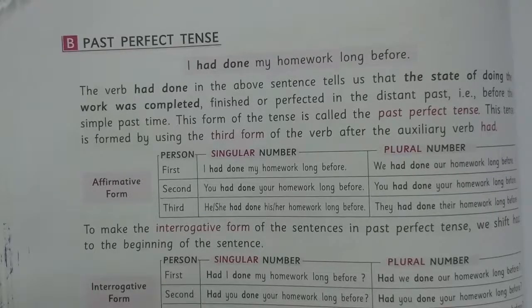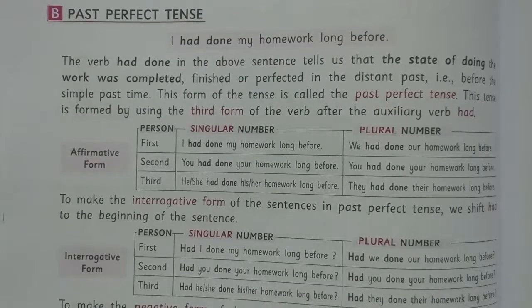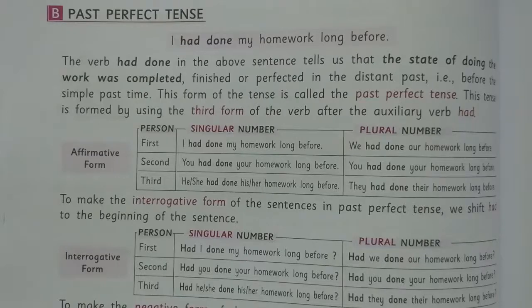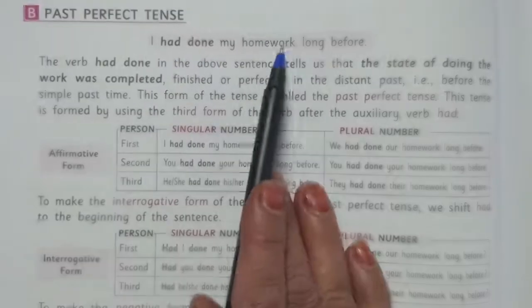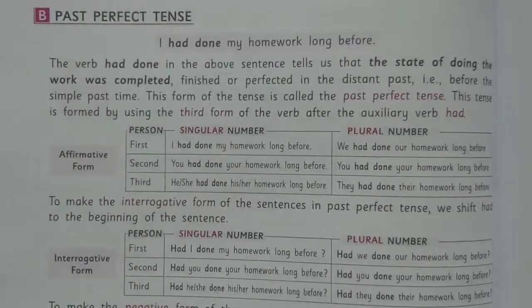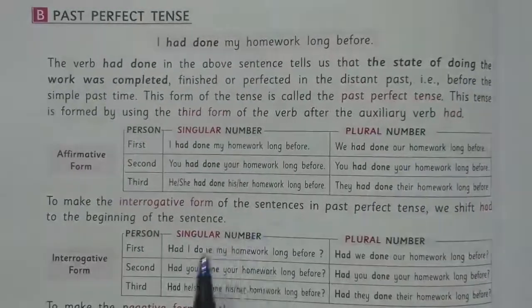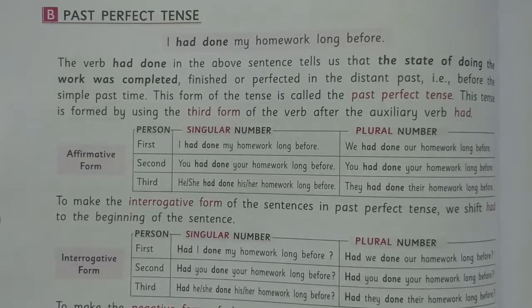Next is past perfect tense. Past perfect tense is used to talk about actions that were completed before some point in the past. Or you can say this tense talks about the past in the past. Here you can see this example. I had done my homework long before. Here the verb had done tells us that the state of doing the work was completed, or you can say finished, in the distant past, that is before the simple past tense.